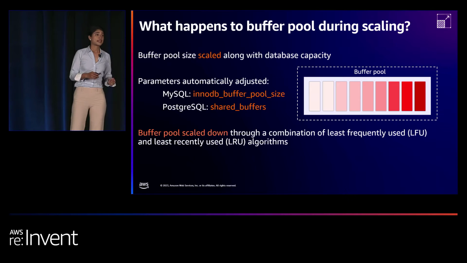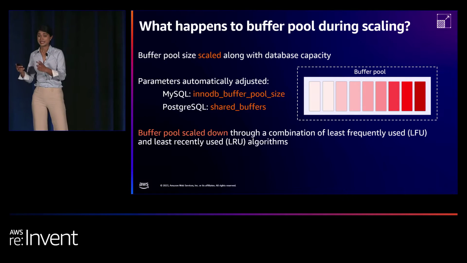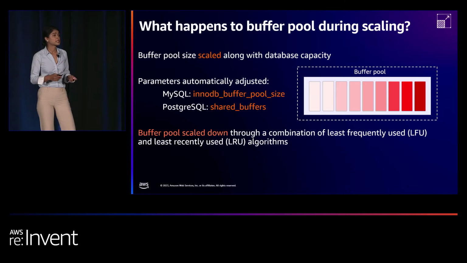In terms of memory allocation, it mostly goes to the buffer pool. Around 25% goes to heap. Now, when the database needs to scale down, it does it through a combination of least frequently used and least recently used algorithms.